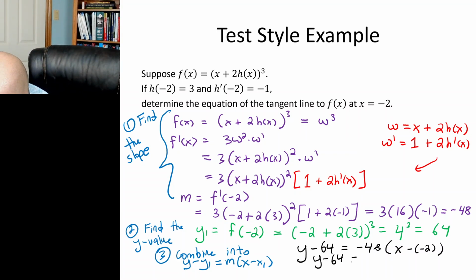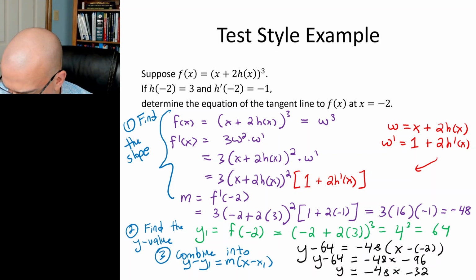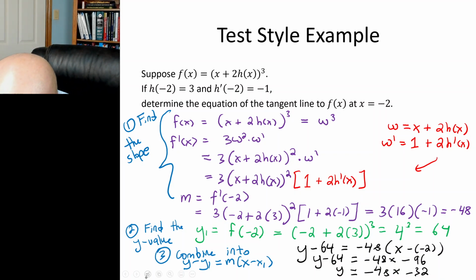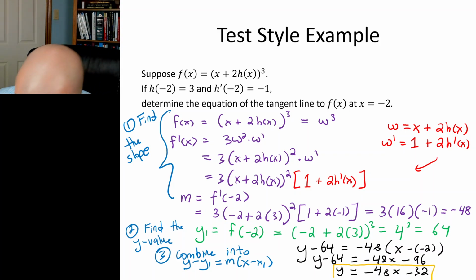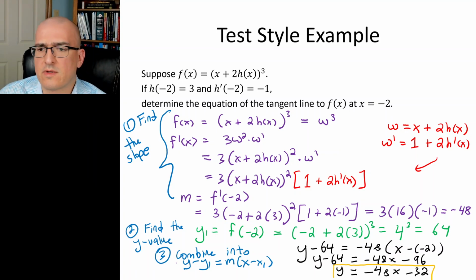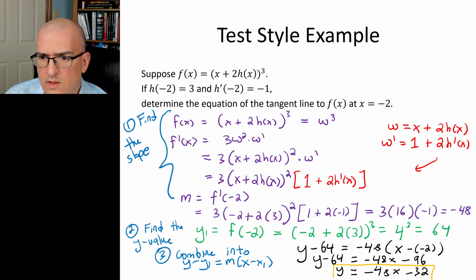y minus 64 is equal to -48x minus 96. And then add 64 to both sides. So -48x. And then let's see. So I add 4, so -92, add 60, -32. Please double check that as well. I have problems with adding and subtracting mentally, without paper. And that would be our answer.